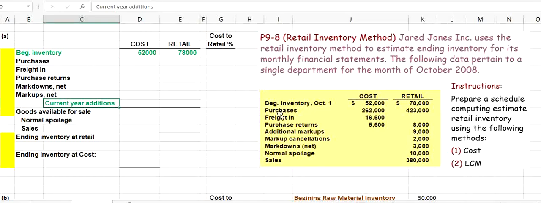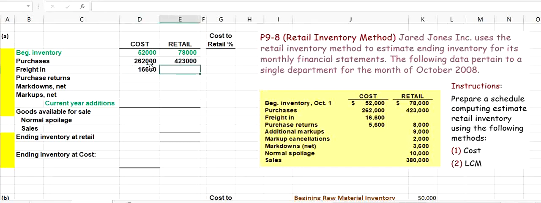During the year we had purchases. How much purchases did we make? The inventory cost value was $262,000, while we are planning to sell it for $423,000. So that's the retail value of it. We also incurred some freight in, or transportation in, cost in bringing the inventory to our business location. This increases my cost. I'm going to add it, but I won't write anything in the retail column.